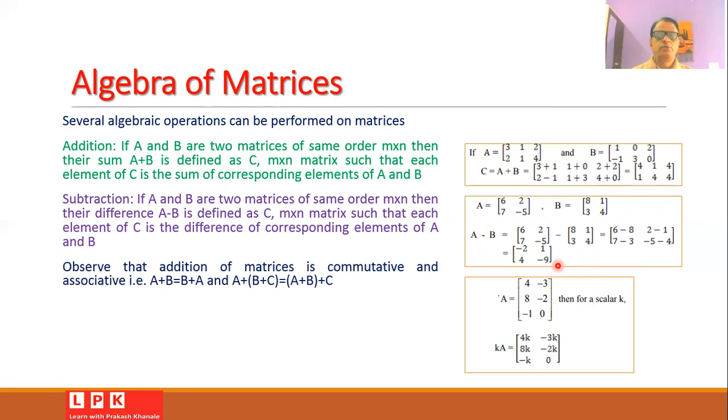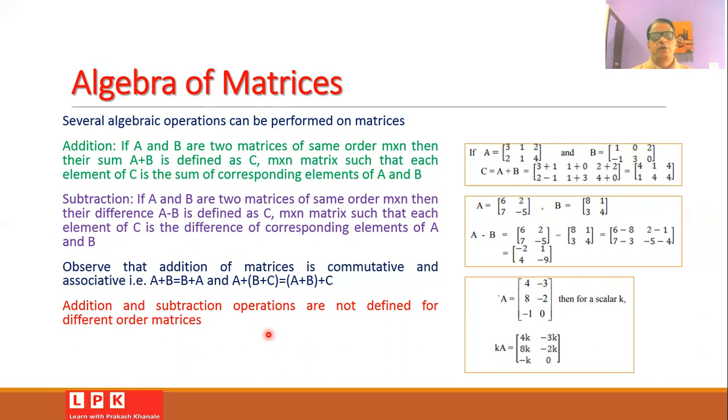So one can easily observe that as far as the addition and subtraction operation is concerned, the addition of matrices is commutative and it is also associative. That is, A plus B is always equal to B plus A. Or whenever we perform the operation A plus B plus C, it is nothing but A plus B plus C.